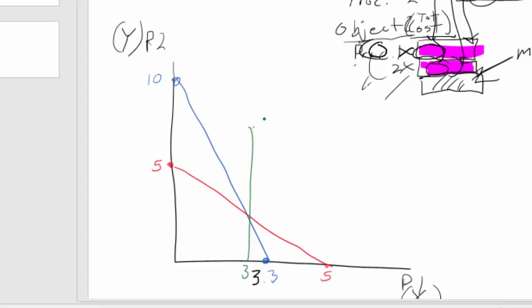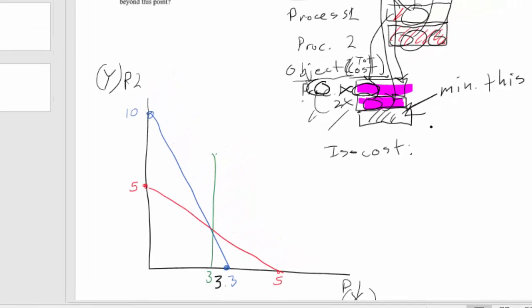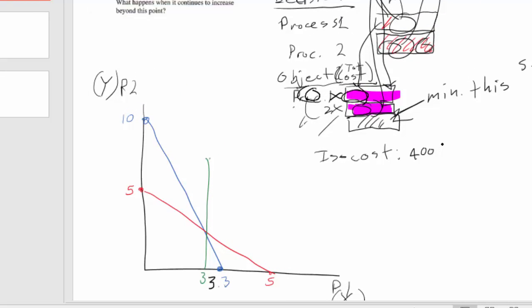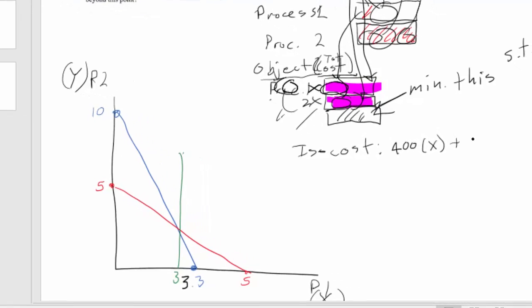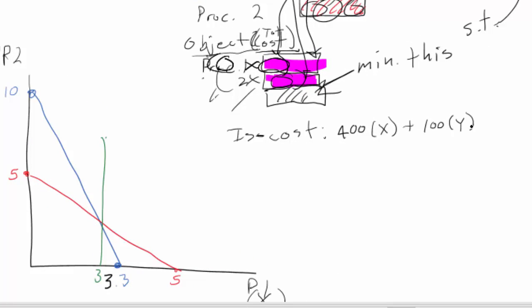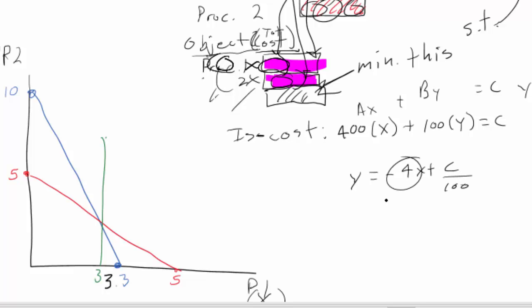Okay. And then what I want to do is figure my iso-cost line, which is just this: $400 an hour for process 1, which I'm going to call X now, plus $100 an hour for process 2, which I'm going to call Y now, is a constant. And if I convert that from the AX plus BY equals C format to the Y equals MX plus B format, I can plot it. And if I do that, I'll let you do the algebra yourself. I'm going to get Y equals minus 4X plus C over 100. Slope is minus 4. So I just start plotting a line with slope of minus 4.